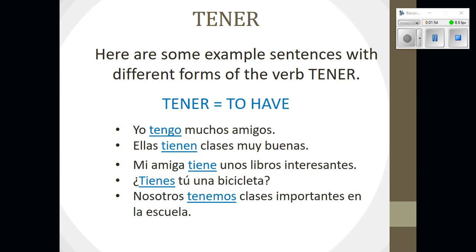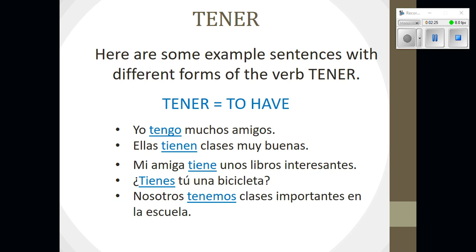All right, here are some example sentences so that we can practice using tener, okay? So look here, I have a lot of friends. So what we've done is we've taken the verb tener and we've changed it to the yo form, okay? Yo tengo muchos amigos. Second example, ellas tienen clases muy buenas. They have very good classes. So notice we've taken ellas and changed tener into the ellas form, tienen.